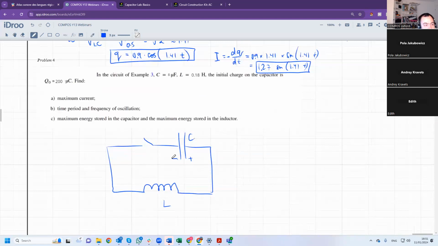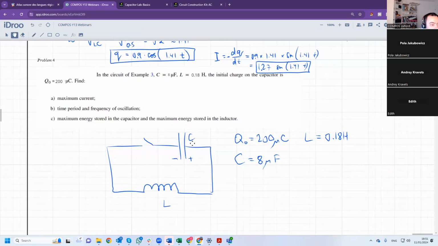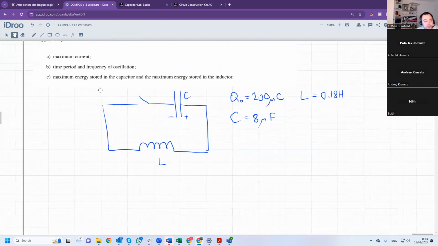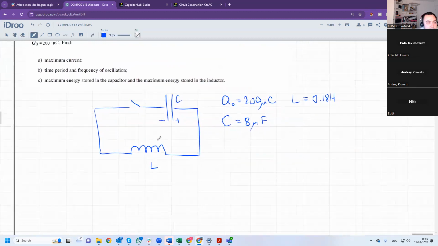So let's say this is plus, this is minus. The initial charge on the capacitor Q0 is 200 microcoulombs. The inductance is 0.18 Henry, and the capacitance is 8 microfarads. Maximum current. Determine the maximum current.